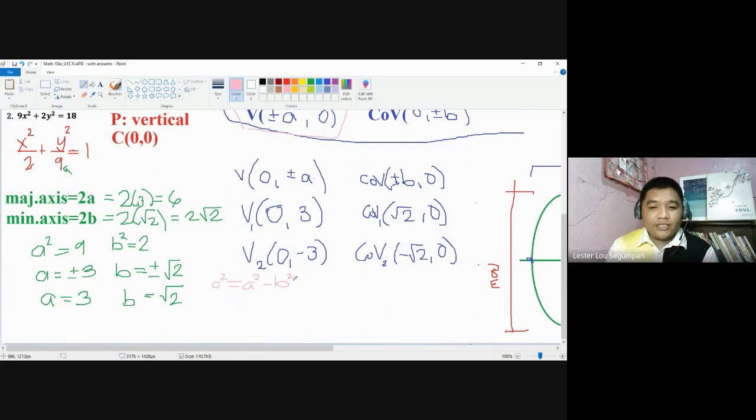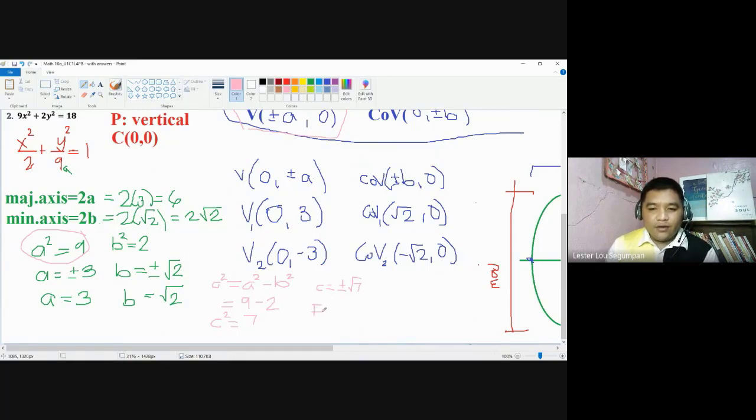But if you're going to interchange the two, let's say B squared minus A squared, since B squared is smaller than A squared, the value would be negative. And when you take the root of a negative, it will become undefined. So you will not have any focus. So that's the hint for the arrangement. Here, A squared is still 9, the larger value. You have 9 minus 2. So C squared is equal to 7. C is equal to positive or negative square root of 7.